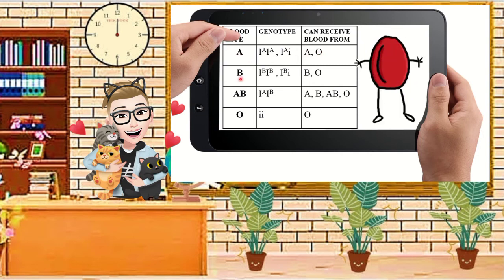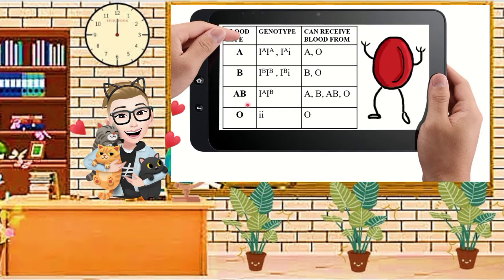And blood type B has 2 different genotypes. The first one is I^B I^B, and the other one is I^B i. And blood type B can receive blood from blood type O and blood type B.